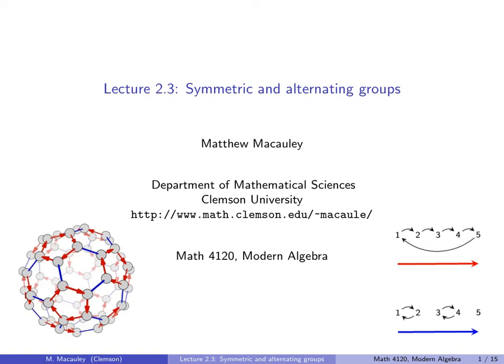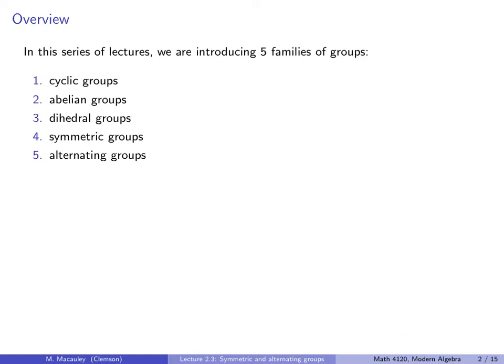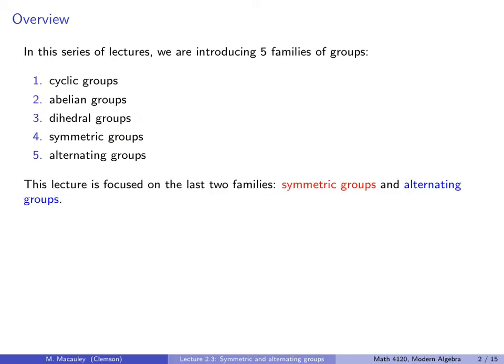Welcome to Lecture 2.3, Symmetric and Alternating Groups. Recall that in this series of lectures we are introducing 5 families of groups. The first lecture focused on the cyclic and abelian groups, the next lecture on the dihedral groups, and in this lecture we are focused on the last 2 families, symmetric groups and alternating groups.